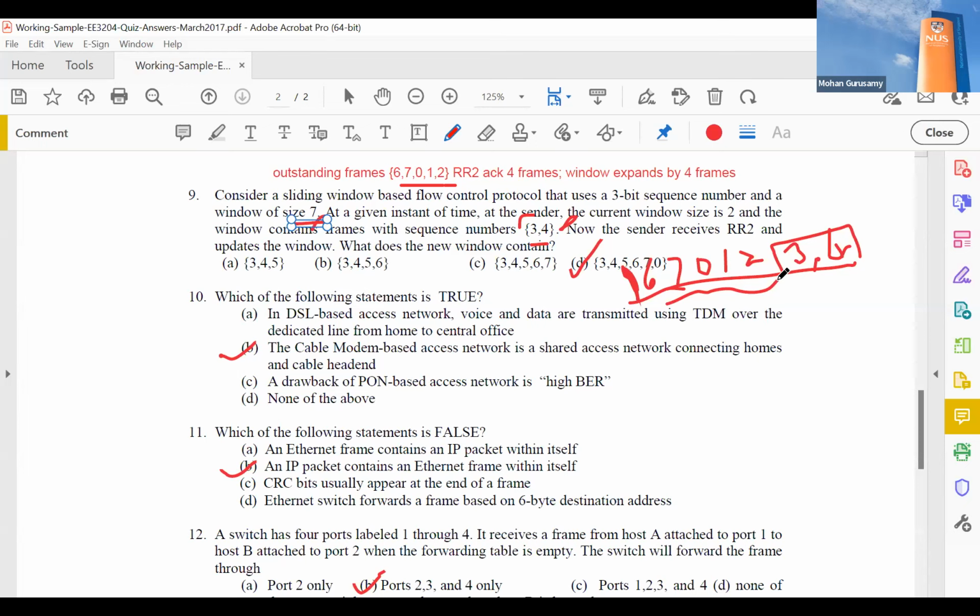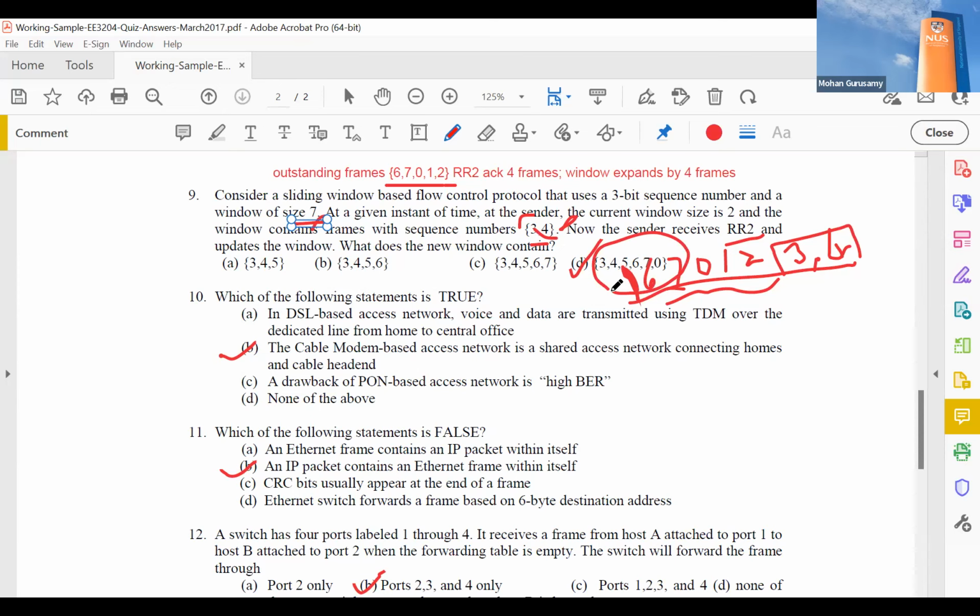Now, the question says it receives RR2. RR2 means the receiver is ready to receive frame number 2 onwards. That means it acknowledges all the frames prior to 2, that is 6, 7, 0, 1. The receiver has received 6, 7, 0, 1; it has not received 2 and is ready to receive it. Because it acknowledges 4 frames, the window will expand by 4. The current window is 3, 4. When it expands by 4, the new window will be 3, 4, 5, 6, 7, 0. It will expand by 4.